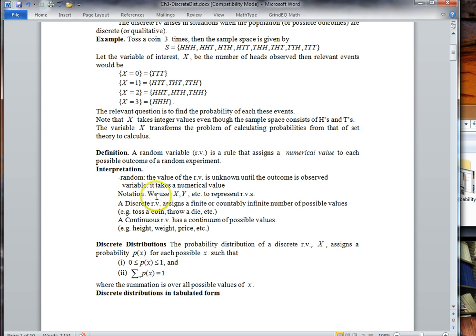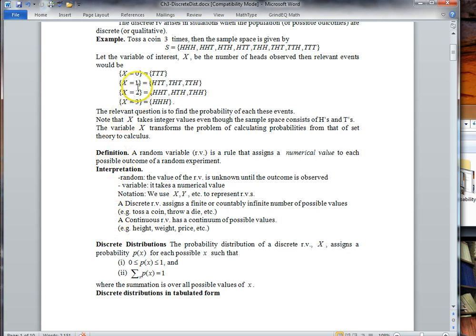The notation we use is capital letters X or Y, and so on. It is discrete because it assigns a finite or countably infinite number of possible values. So we have here 4 of them. We're going to talk about continuous random variables in the next chapter. A quick definition of that now, just for contrast purposes, is that it has a continuum of values like height, weight, price, and so on.